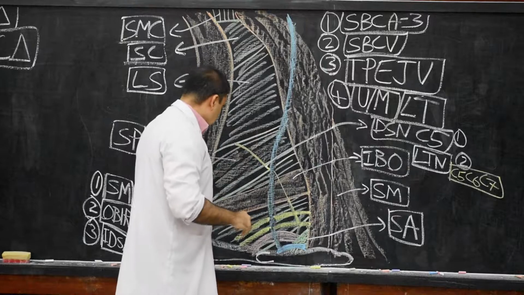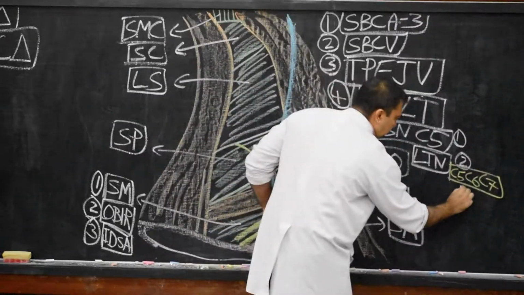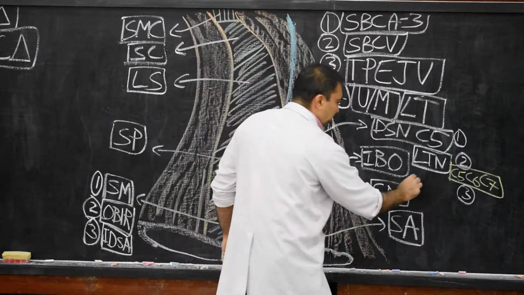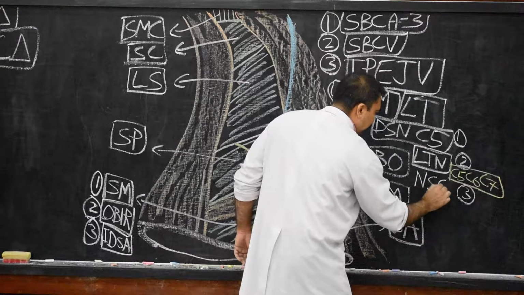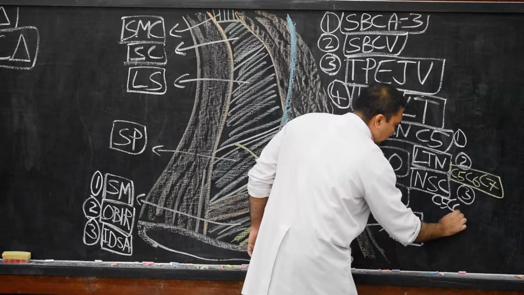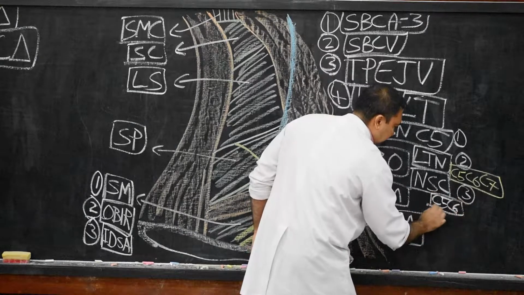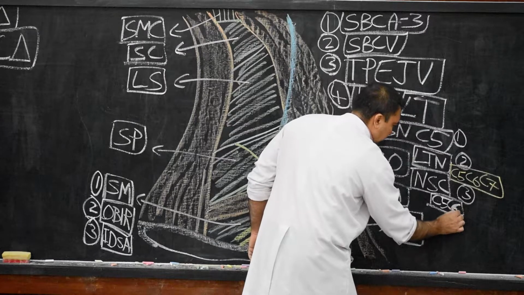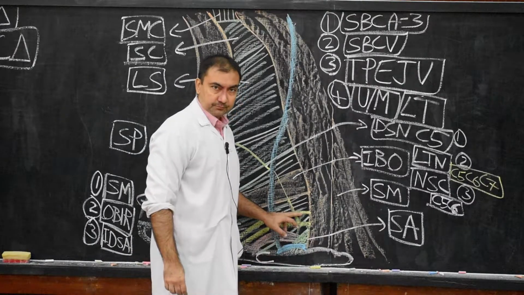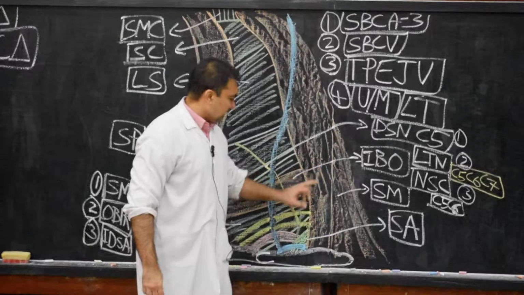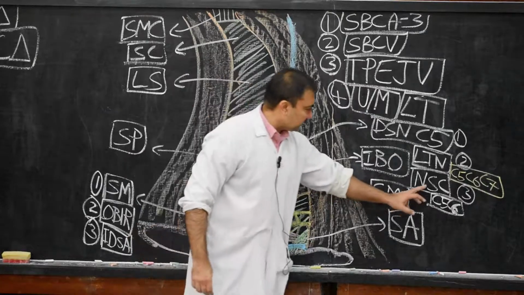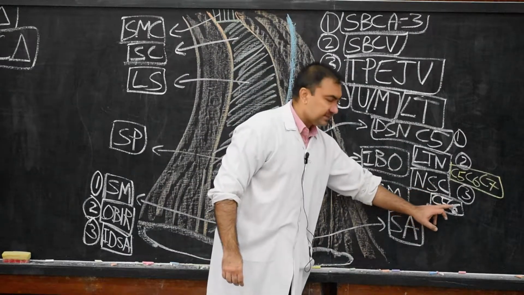Now the third structure I will write over here, and that will be the nerve to subclavius muscle. Please note down, it is a branch of the upper trunk, not cord. So the root value will be C5, C6. This is the upper trunk here, composed of C5, C6, and it will carry the rootlets of C5, C6. That is why here we are writing nerve to subclavius C5, C6.